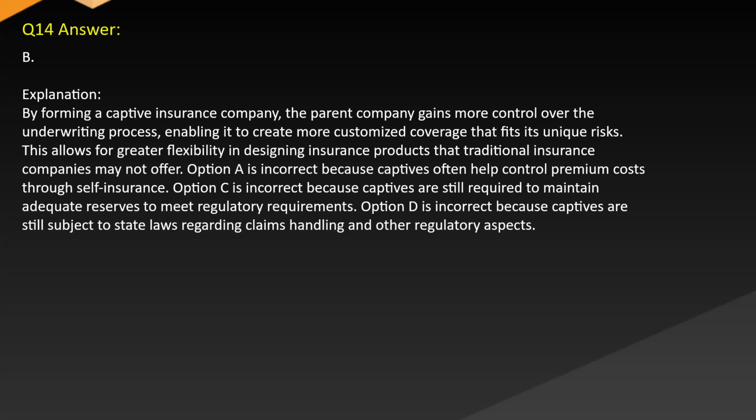Answer: B. Explanation: By forming a captive insurance company, the parent company gains more control over the underwriting process, enabling it to create more customized coverage that fits its unique risks. This allows for greater flexibility in designing insurance products that traditional insurance companies may not offer.